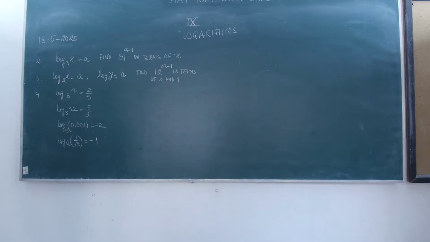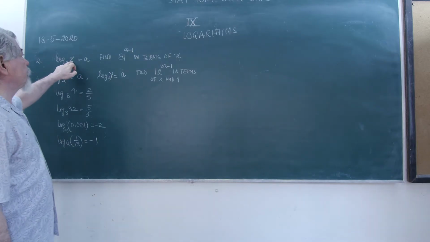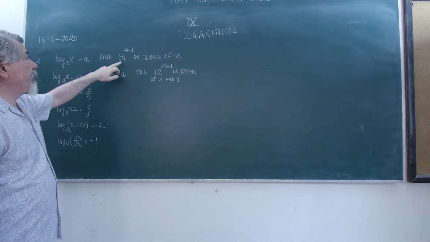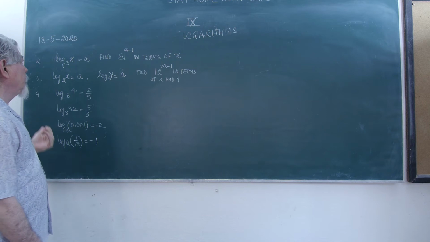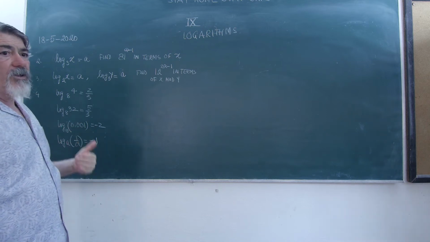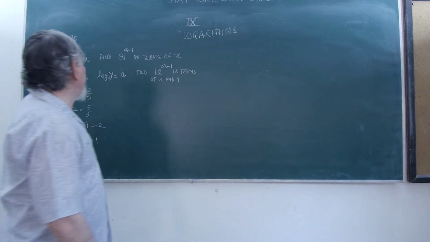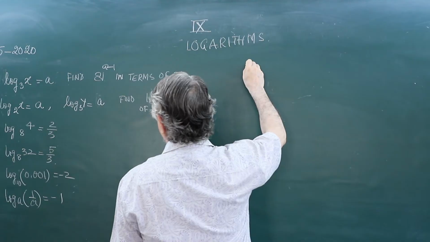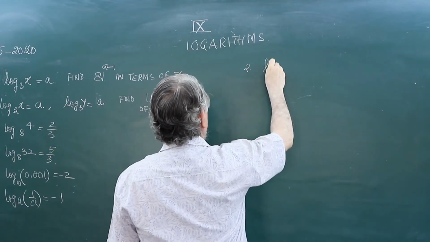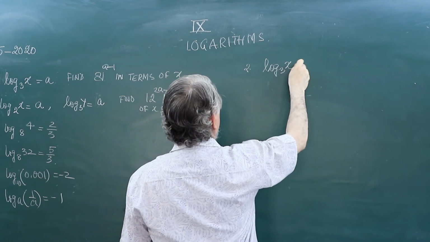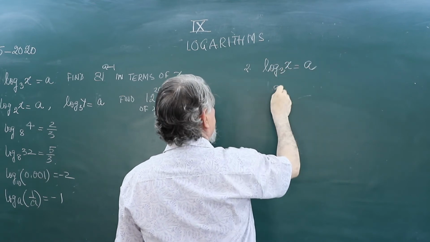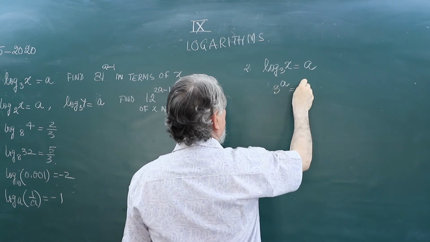Let's see the next question. Log x to the base 3 is equal to a. Find 81 to the power a minus 1 in terms of x. Always change from log form to the exponential form. Like in this question, it is given log x to the base 3 is equal to a. So 3 to the power a will be equal to x.